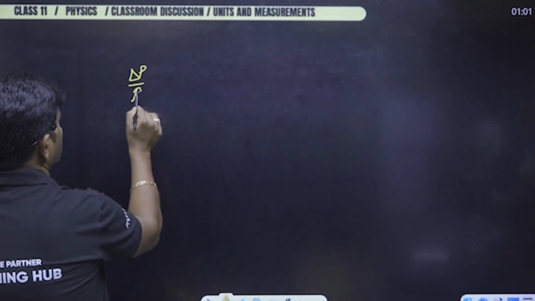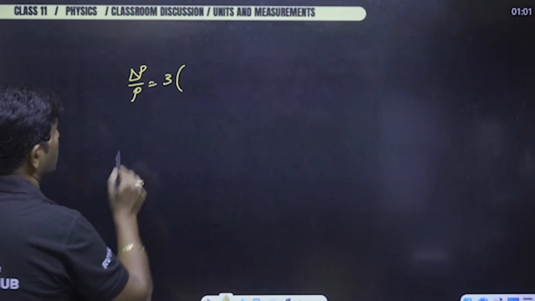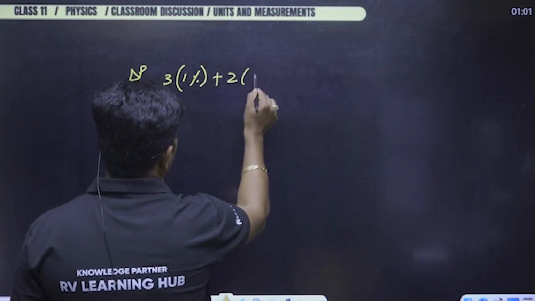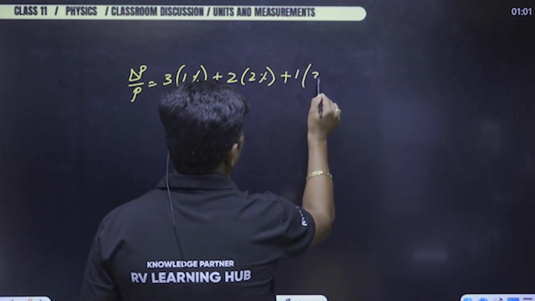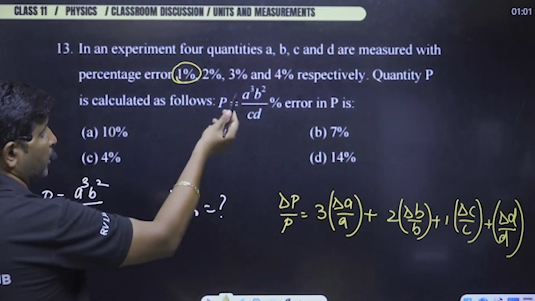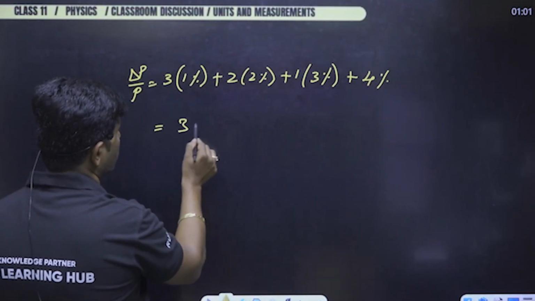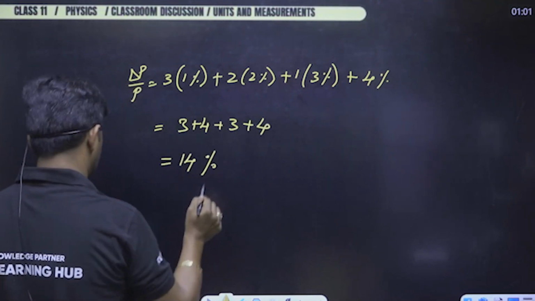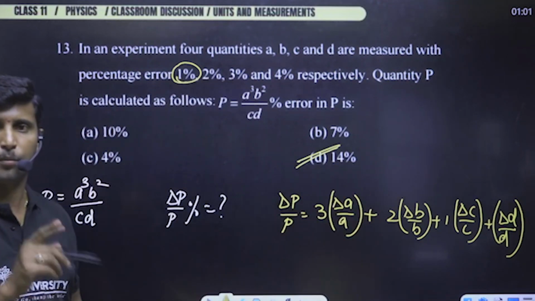So delta P by P becomes equal to 3 into, what is delta A by A? They have given 1%, plus 2 into 2%, plus 1 into 3%, plus what is the value of delta D by D? Delta D by D is 4% they have given to you. So whenever we add 3 plus 4 plus 3 plus 4, you will get the answer as 14%. Hence we can go with option D as the right answer. Here option D is the right answer.